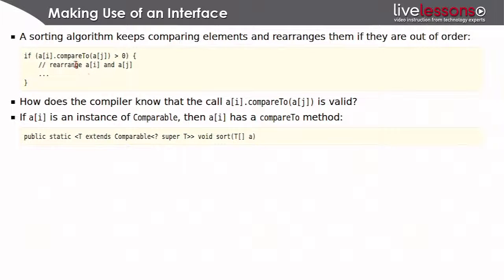But how does the compiler know that compareTo is even a valid method for the array elements? That's where interfaces come in. As long as a[i] is an instance of Comparable, then a[i] has a compareTo method. And how do we know that a[i] is an instance of Comparable? That is in the method declaration of sort. When you look at the Javadoc for Arrays.sort, you will see this method declaration here, which looks a little scary because of the generics, but it says that T must be a Comparable type. Never mind the question mark super T. Basically, it means that T belongs to a class that implements Comparable with just the right type parameter.